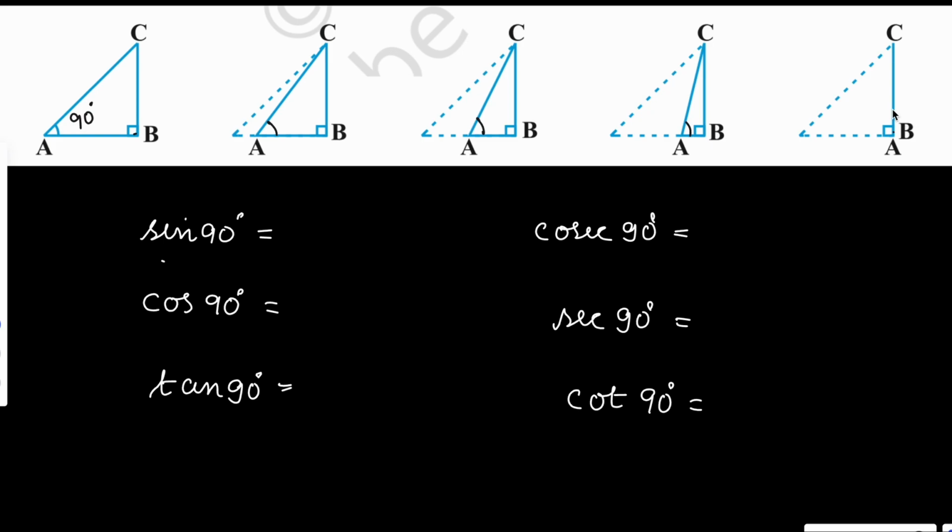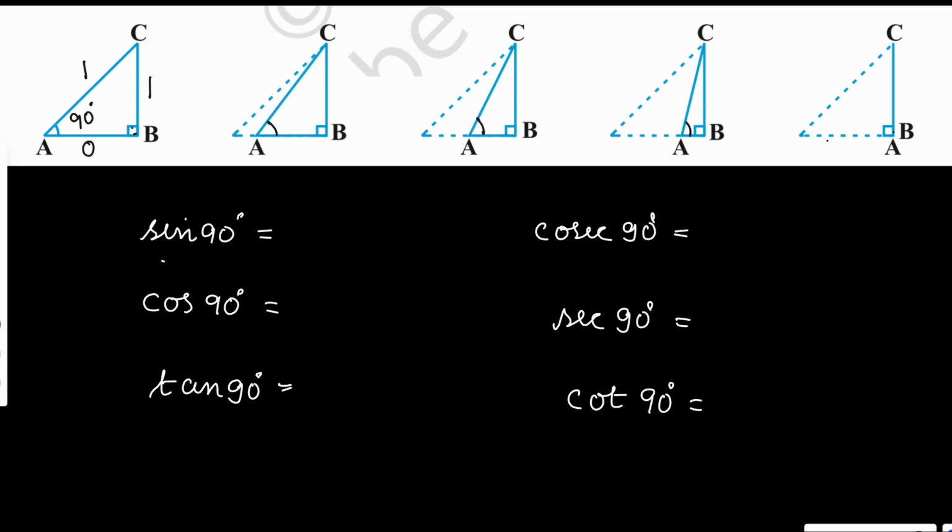At that time angle A will become 90 degree. So here angle A is 90, angle B is also 90. AC and BC coincide, so we take it as 1 and 1. At that time this side won't be there, that is AB won't be there, so we take it as 0.